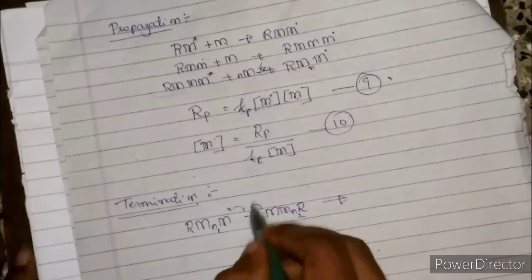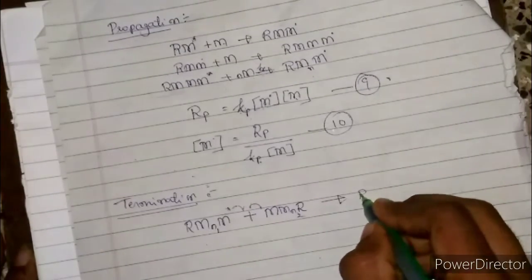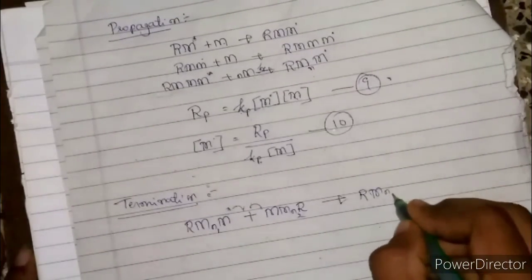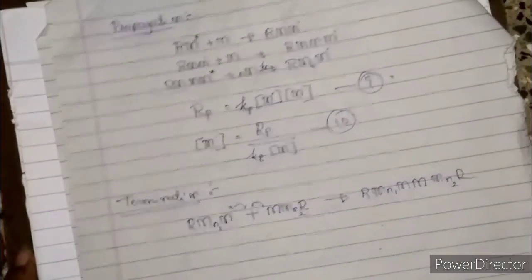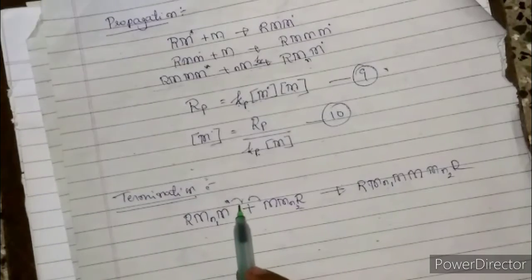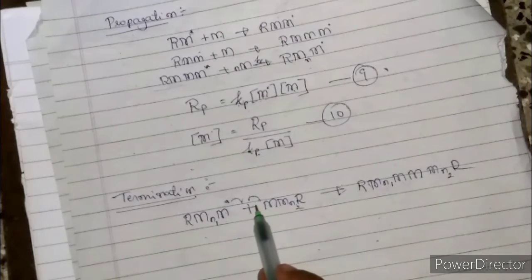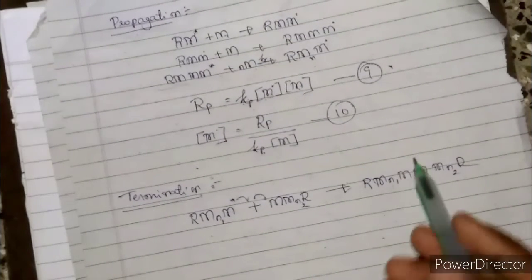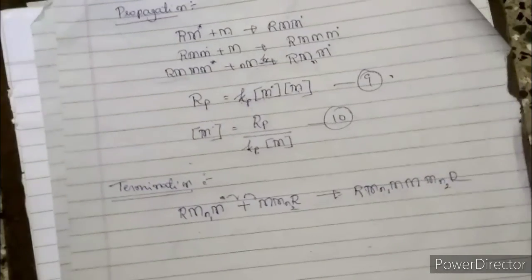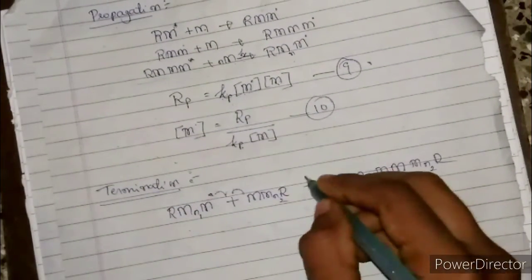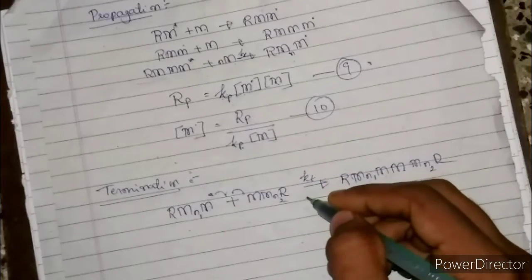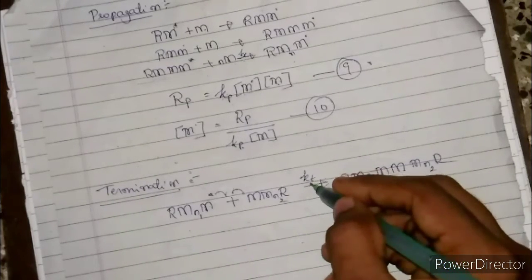These free radicals combine like this, so that termination occurs. Mn1 and Mn2 radicals, correct? So there is a formation of a covalent bond between the two growing polymer chains. What happened? There is a formation of a covalent bond and the growth of the chain terminates. Since it is a termination step, I write it as Kt. Kt means it is the rate constant for the termination reaction.